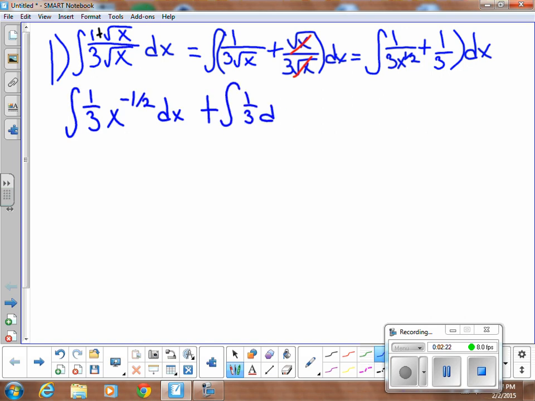Now, some of you don't like to rewrite it separately like that. That's fine. You don't have to. I'm just rewriting it, showing you that I'm integrating each piece separately. So now to integrate the first one, we need to increase the power by 1. Now it's power rule. Okay, so right here you have x to the negative 1/2. When I add a power, it's 2 over 2. That's what gives me that 1/2 that I'm dividing by, because then we divide by the new exponent.